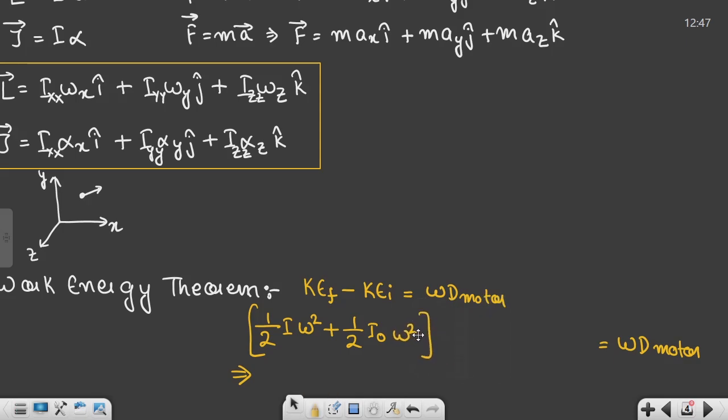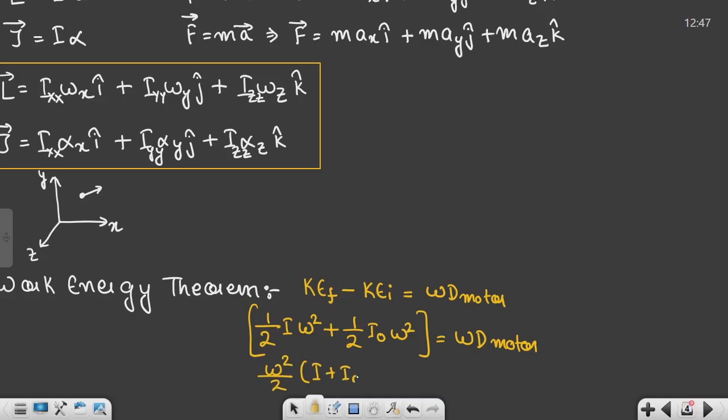Okay, let me bring this close. So work done by motor is nothing but this value. Half omega square, let me take omega square common. Half omega square into I plus I naught is equal to work done by motor.